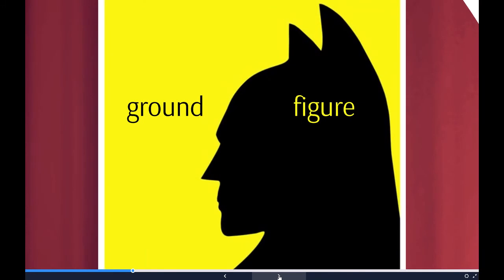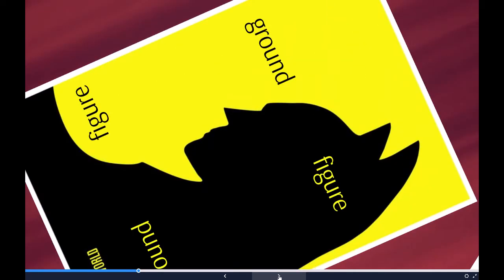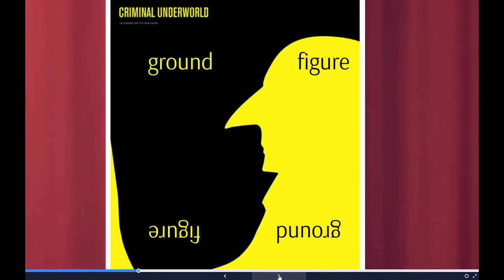Ground is background and figure is foreground. Figures are the things that exist in images. They are very often the subjects. We can play with figure and ground just like in this poster of Batman and the Penguin.